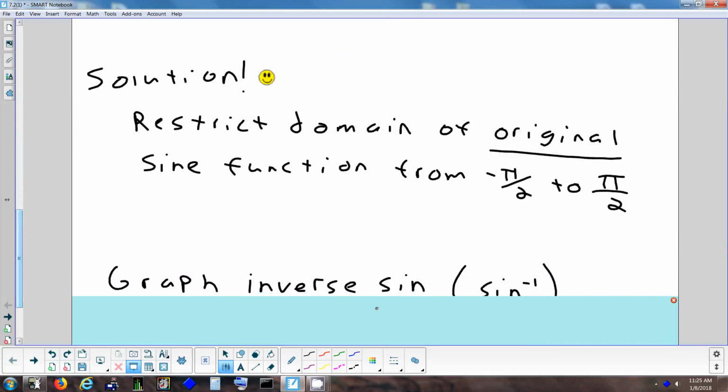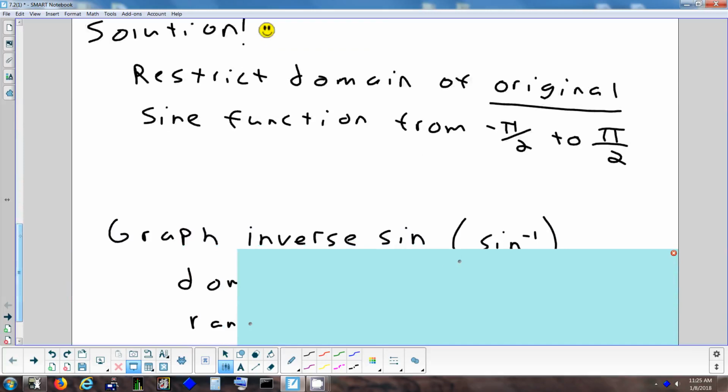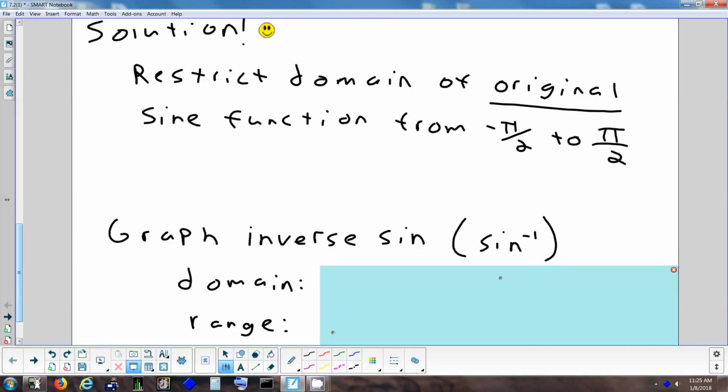Okay, I'm going to tell you a couple facts about inverse sine. I'm going to tell you what the domain is and what the range is. And then I'll do the same thing for inverse cosine and inverse tangent. These might be some facts you'd probably want to put on a reference sheet.